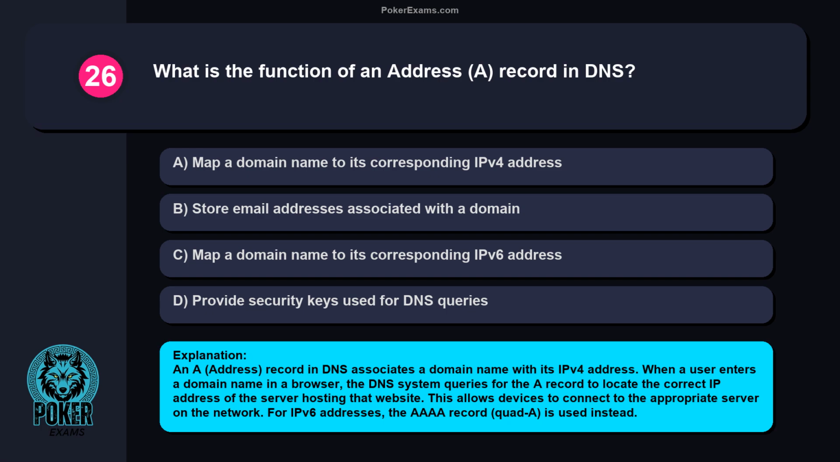An A, address, record in DNS associates a domain name with its IPv4 address. When a user enters a domain name in a browser, the DNS system queries for the A record to locate the correct IP address of the server hosting that website. This allows devices to connect to the appropriate server on the network. For IPv6 addresses, the Quad A record, AAAA, is used instead.